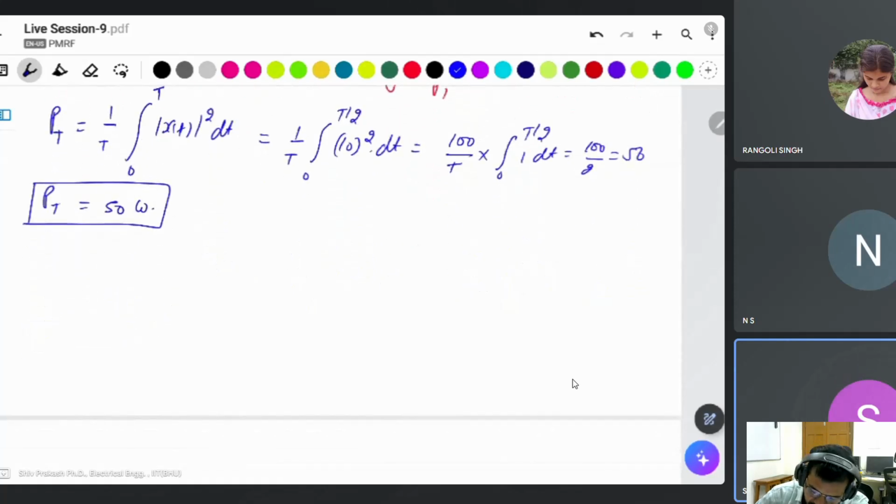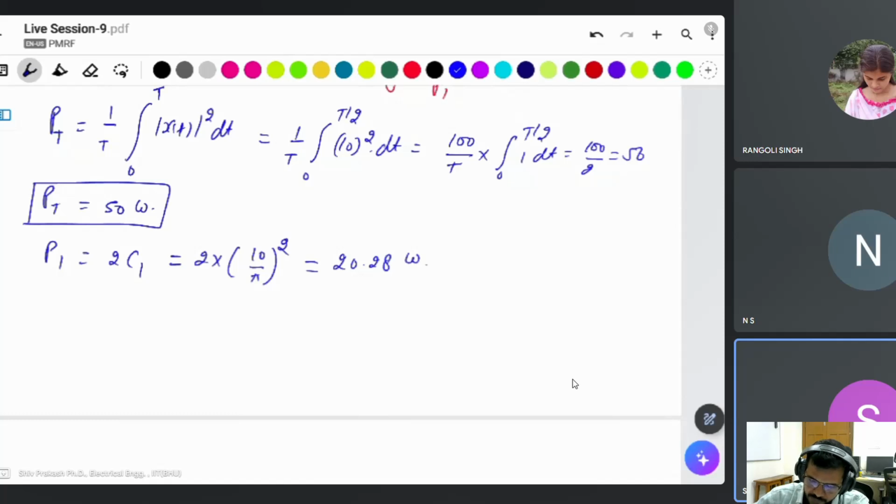Total power. What is the P1? P1 is equal to 2 C1 squared, 2 into C1 squared, with C1 being 10 by pi squared. Here this will be 20.28 watt. Why 2 C1? Because C1 is present on both sides, right? C1 and C of minus 1 magnitude you have to calculate for both. That's why you multiply by 2 and find the value of C1.